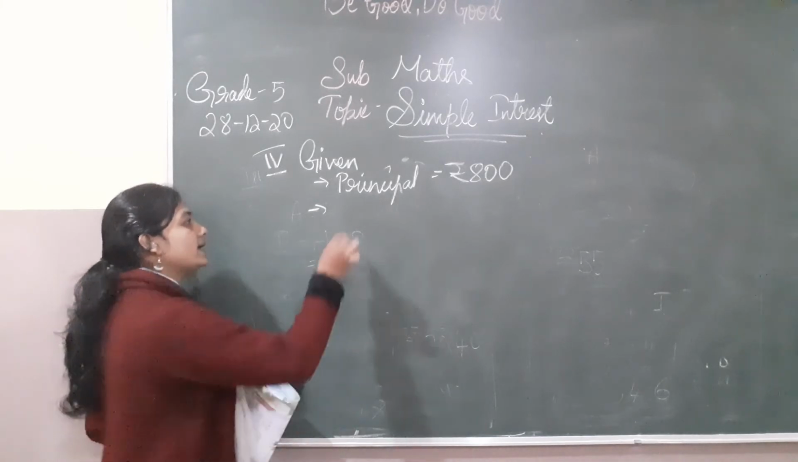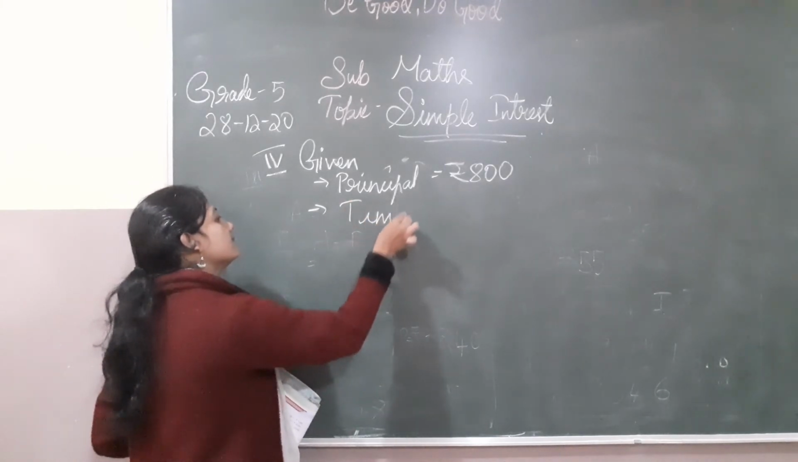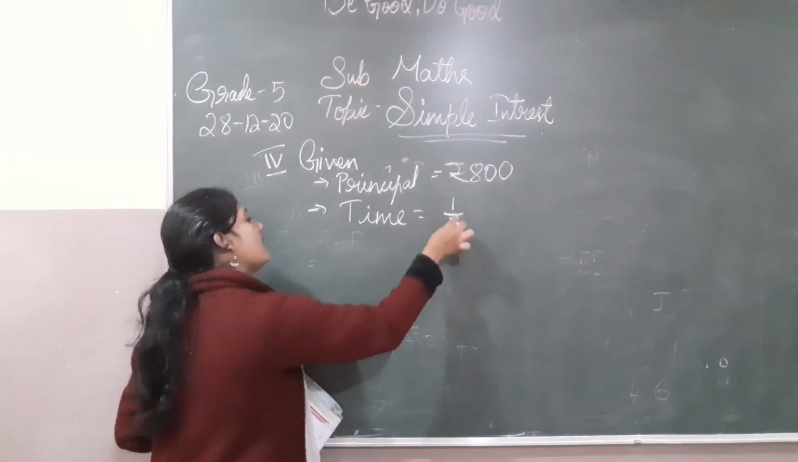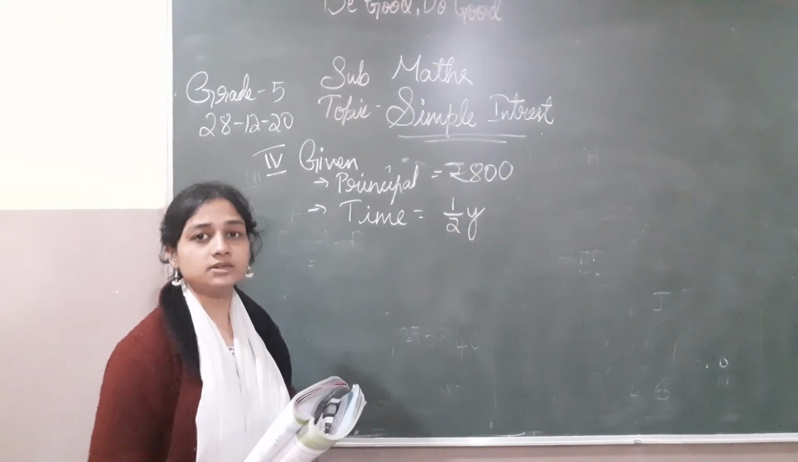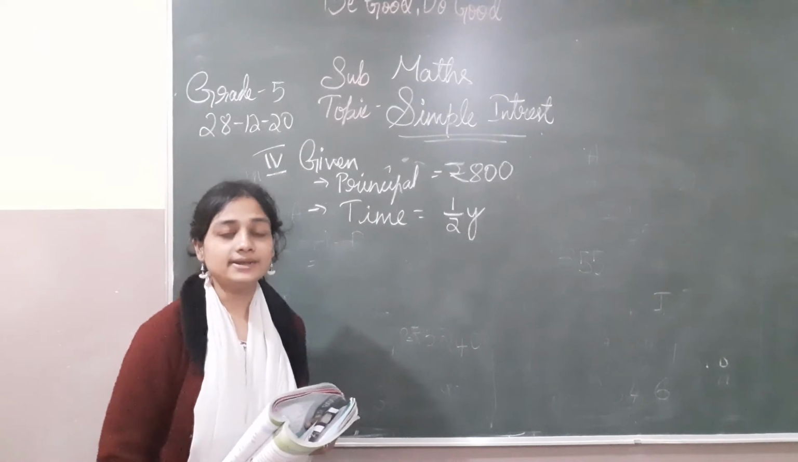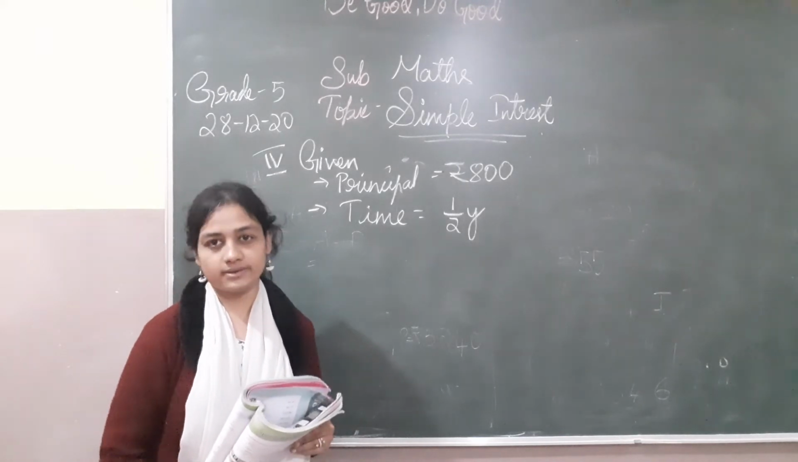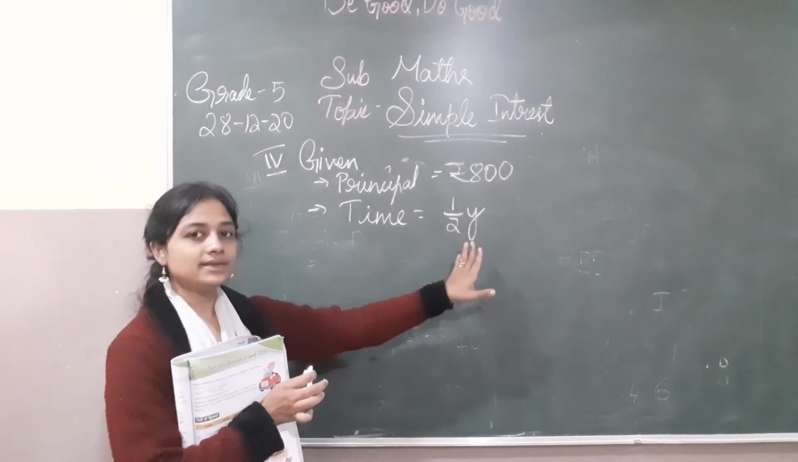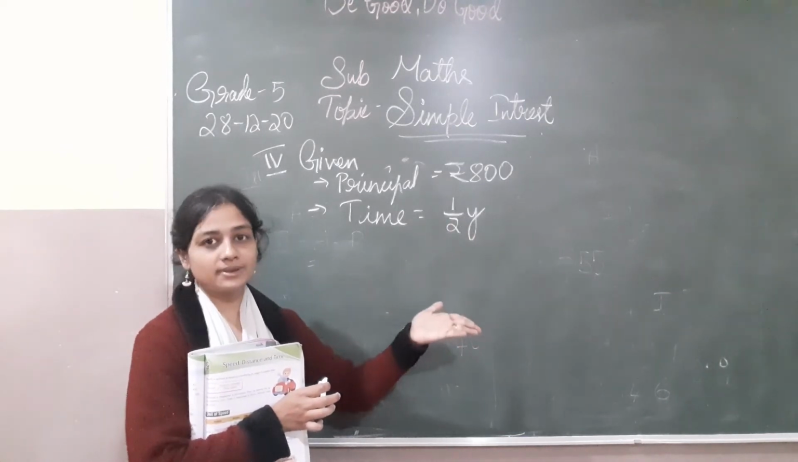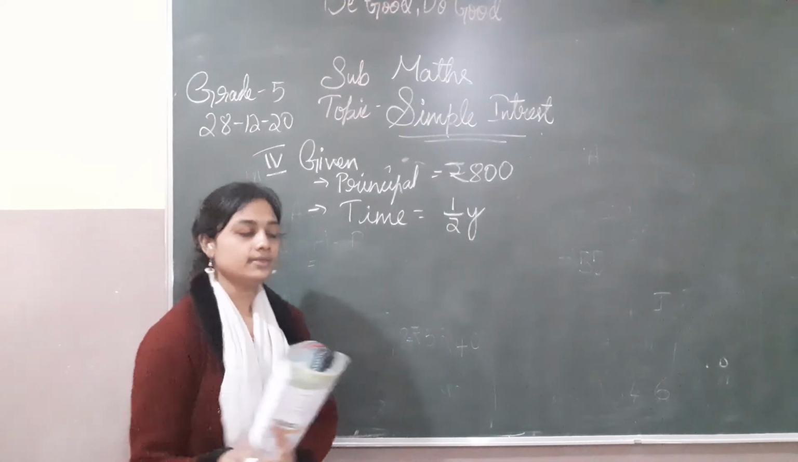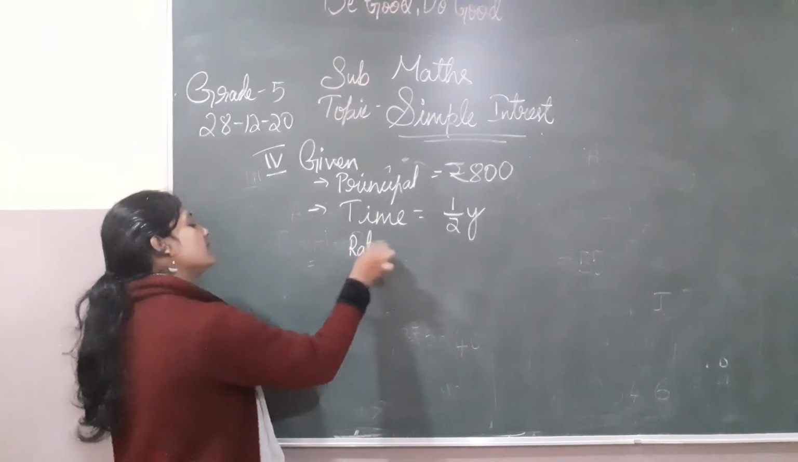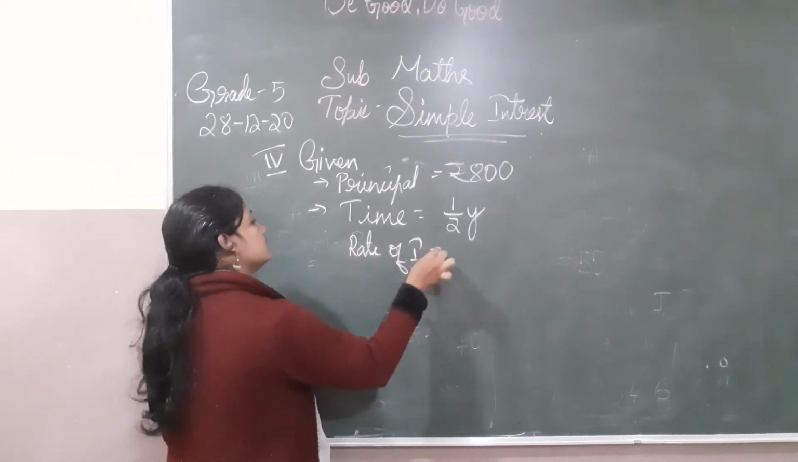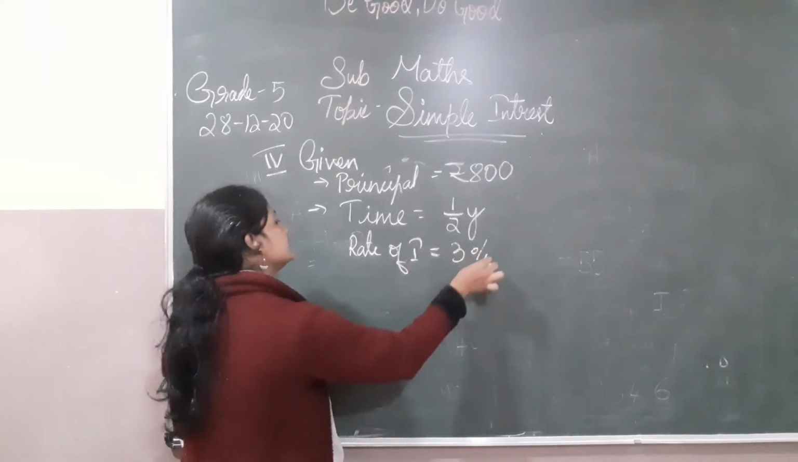So, I am going to write time as half year. I cannot write 6 months because the percentage is calculated for 1 year. So, I should write this in years only. So, 6 months can be written as half year. Next, rate of interest. Rate of interest is 3%.